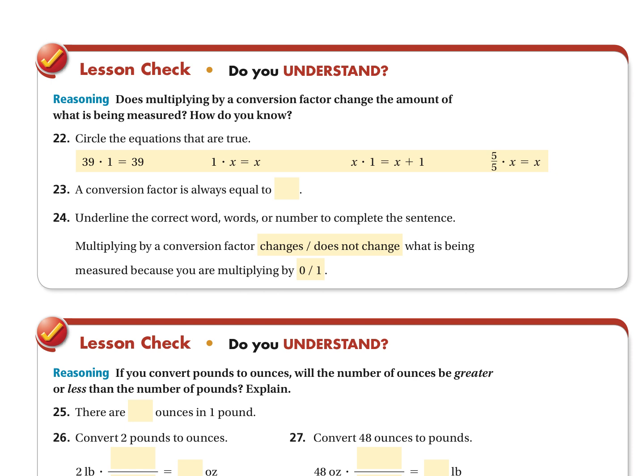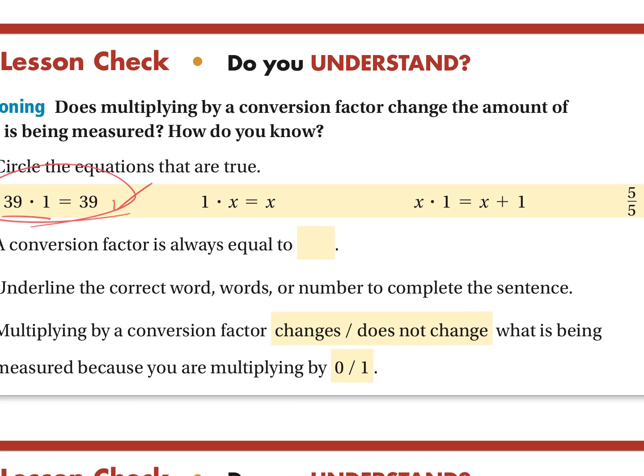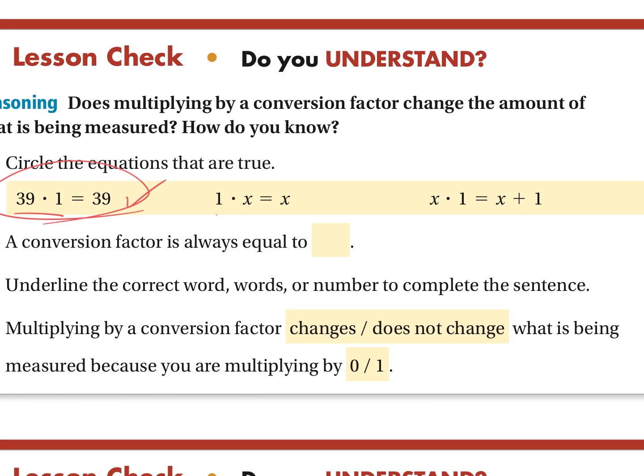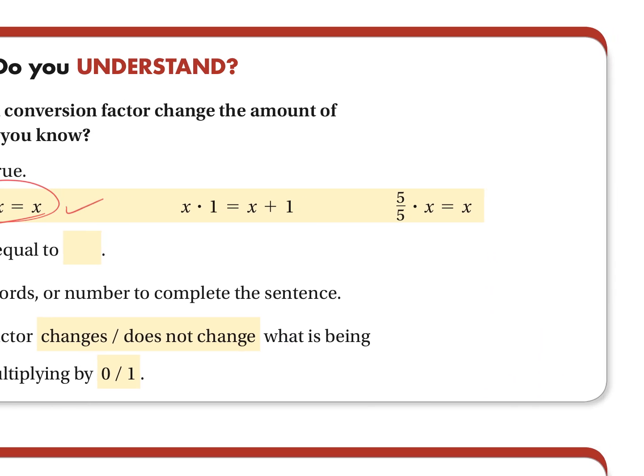Let's circle any equation that's true. 39 times 1 is 39. Anything times 1 is itself, right? So this one's true. 1 times x equals x. Again, anything times 1 is itself. This one is true. x times 1 is x plus 1? This one would just get you x, and then this one you can't simplify anymore. So x equals x plus 1, this is not true.